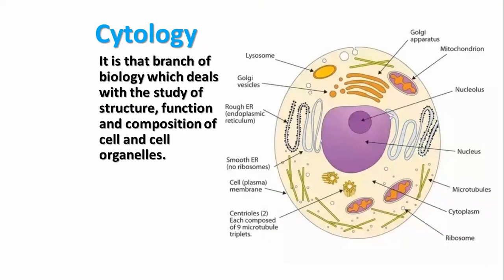What are the structures found outside the cell? Means what kind of membranes are enclosing the cell? What kind of organelles are found inside the cell? And the composition of a cell is all related to cytology.